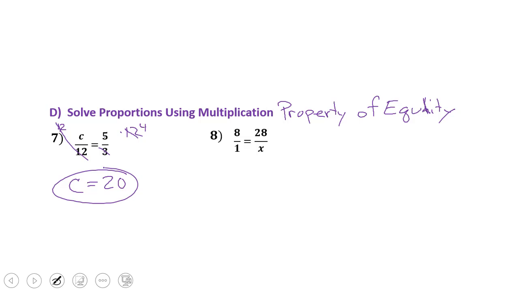Bingo. Ladies and gentlemen, I made a mistake. This is not the example that I want you to have on there. So if you could, just scratch this example number 8 out and please write this example. The example I want you to write is 12 is to 10 as a is to 15.